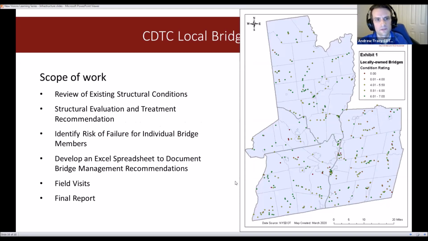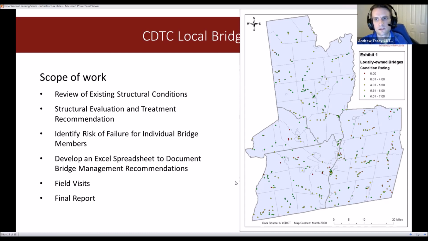So the scope of work in brief, we hired a consulting firm, CDM Smith, to review the existing structural conditions on each bridge. They reviewed the inspection reports that are prepared on a 2-year basis by DOT for all of these bridges. They use this data to develop structural evaluations and treatment recommendations for each bridge that is below an identified condition threshold. They also go through the report data and identify individual bridge members that may be at risk of failure and need spot repairs. All of this data is compiled into a spreadsheet with recommendations summarized, and these spreadsheets are distributed back to the local bridge owners just as a summary.